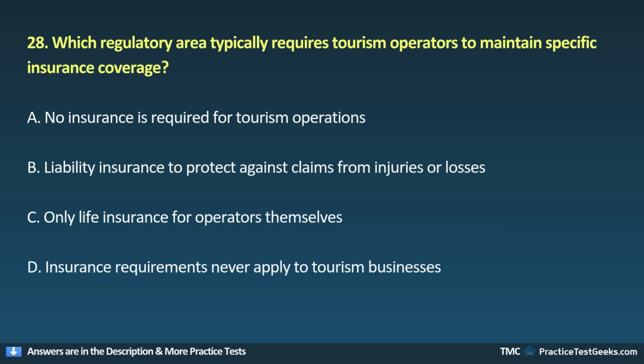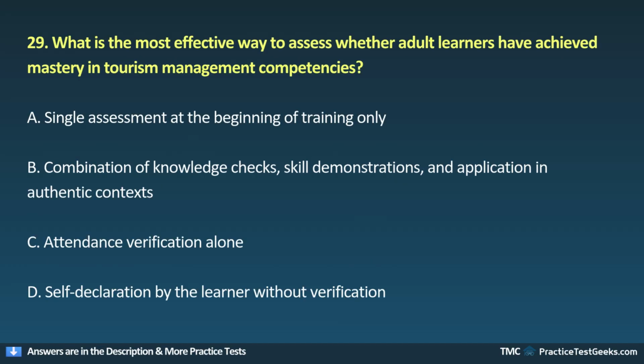28. Which regulatory area typically requires tourism operators to maintain specific insurance coverage? A. No insurance is required for tourism operations. B. Liability insurance to protect against claims from injuries or losses. C. Only life insurance for operators themselves. D. Insurance requirements never apply to tourism businesses.